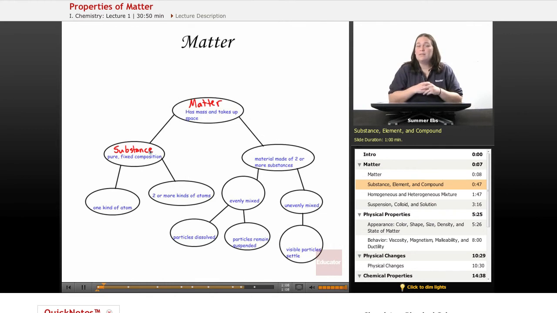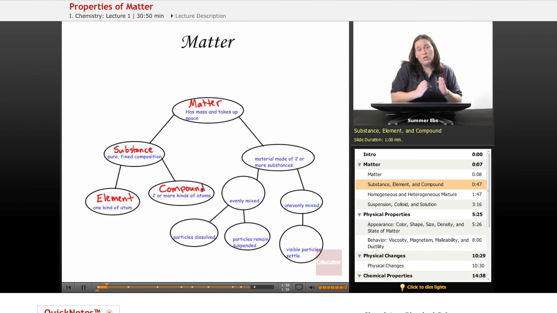There are two types of substances that we'll look at. One is an element. An element is a substance that's made up of one kind of atom. A substance that's made up of two or more kinds of atoms is called a compound. Those are very simple definitions of elements and compounds. Later on we'll have more in-depth lessons on elements and compounds and how they form and what they are, so you can check those out later.